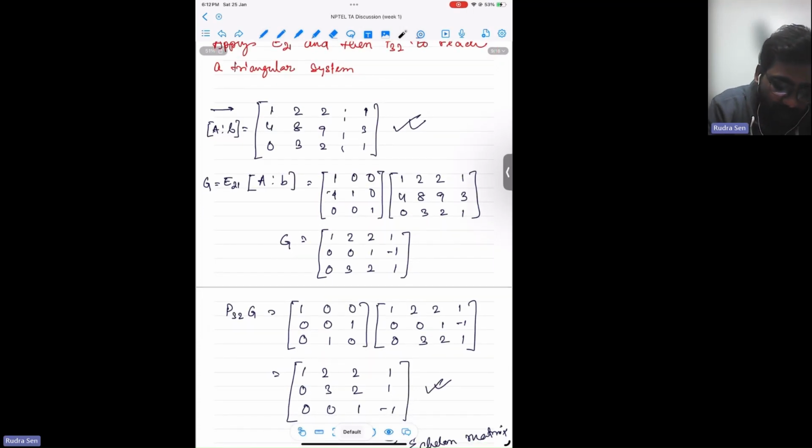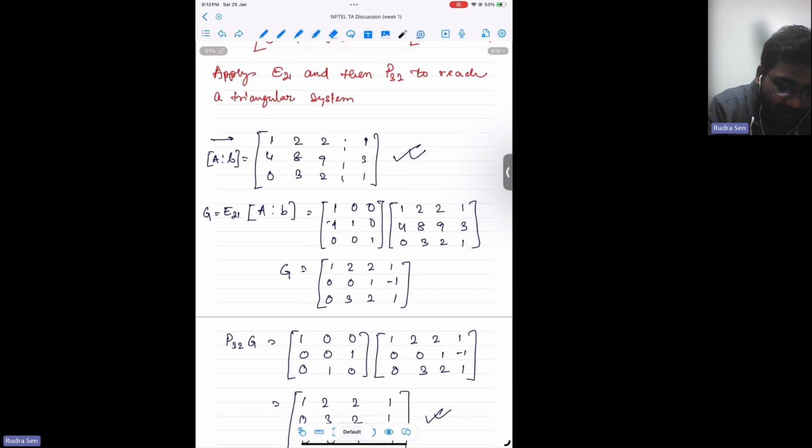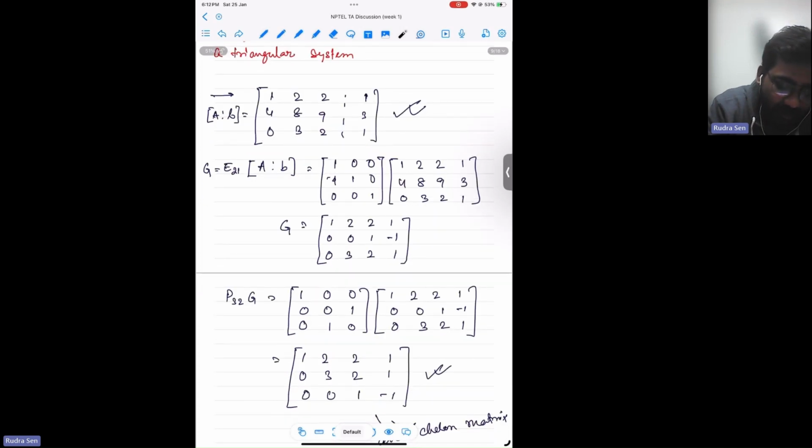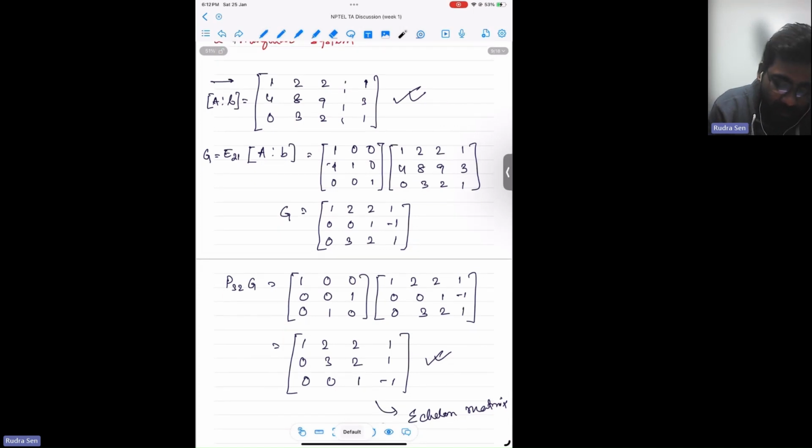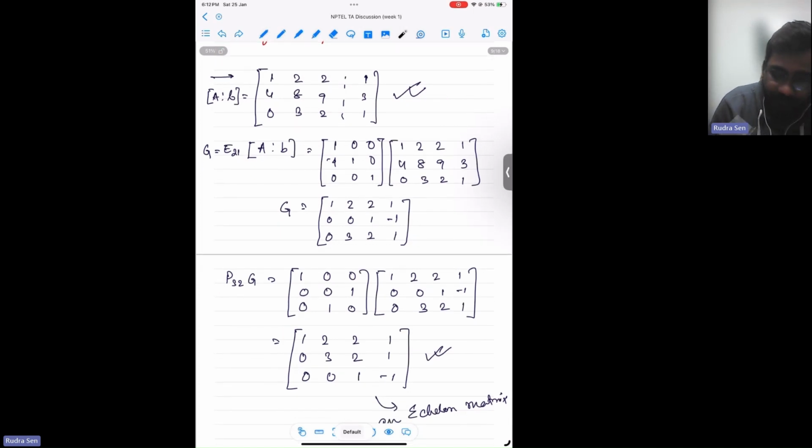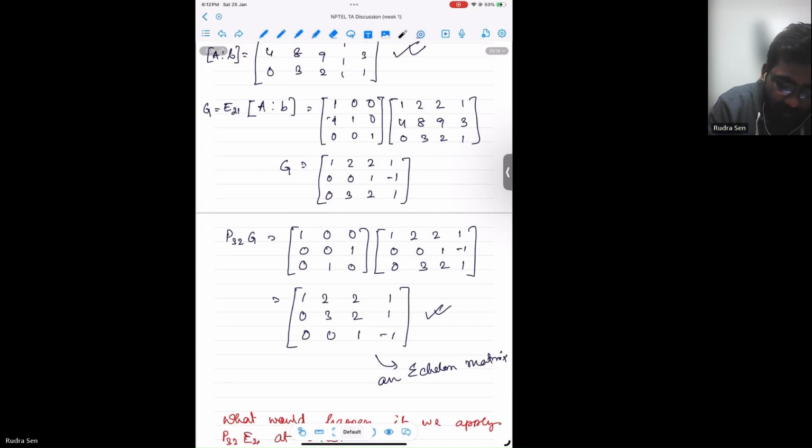So you can see, this is the G matrix, and what it says is first apply E21. So here I have first applied E21 and then apply P32. So after applying P32, what do we get? What does P32 do? Basically, it exchanges row 3 and row 2. So we exchange this row 3 and row 2, and we will get this kind of picture. So basically, this is a triangular kind of structure of a matrix. You can call it an echelon matrix, because you can see the elements below the pivot elements are all zero.